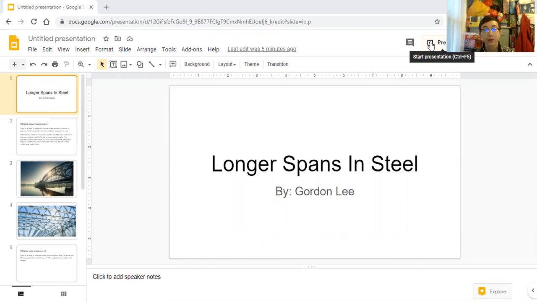Today, we're going to be learning about longer spans in steel. So you may ask, what is steel? Steel is a material that is used in construction to create structures, whether big or small.